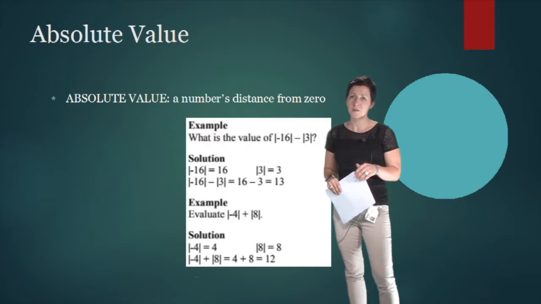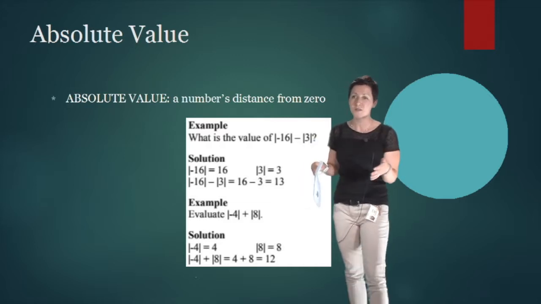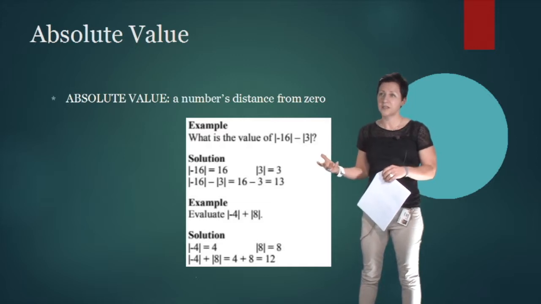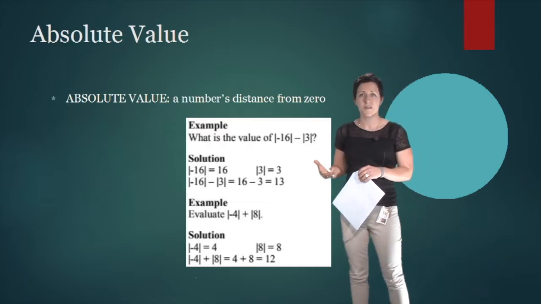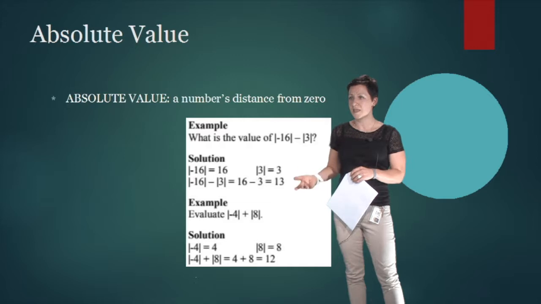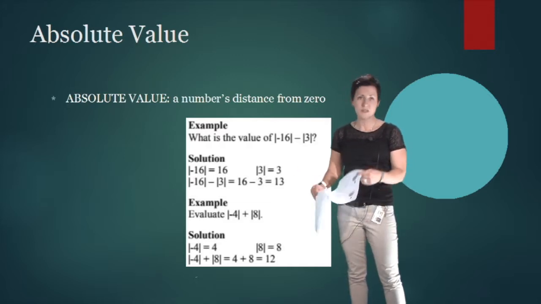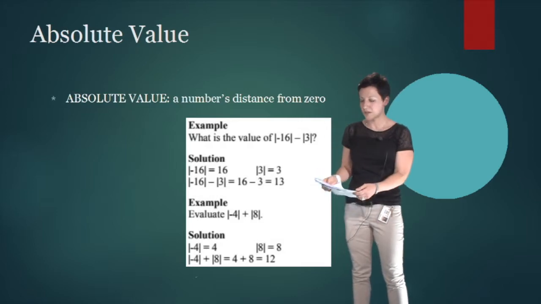So on the absolute value problems, a lot of times you're going to have to take the absolute value after you've done something to the number. So maybe you're going to subtract 3 minus 5, which would give you negative 2, but then when you take the absolute value of that, it's going to give you positive 2. So absolute value, remember, is always going to be positive once you've taken the absolute value.